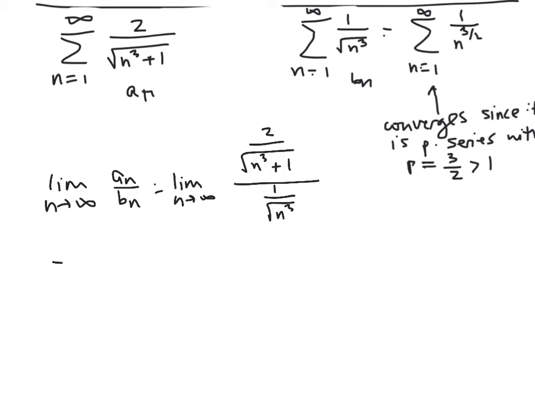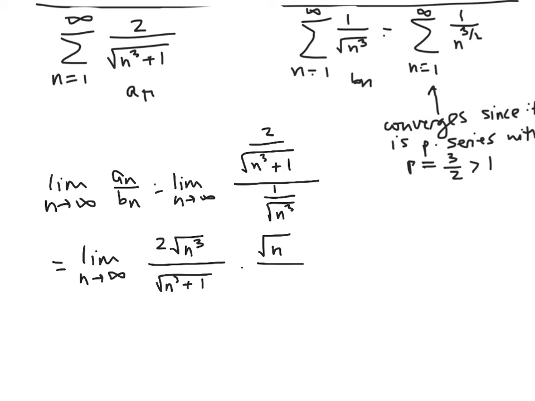And if we move some things around, this becomes the limit as n goes to infinity of 2 times the square root of n cubed over the square root of n cubed plus 1. Now you might be thinking, how do I compute such a limit? Well, if I multiply the numerator and the denominator by the square root of n to the minus 3, excuse my bad handwriting, I get a new limit. It's important to keep writing these limit signs until you're done evaluating them.